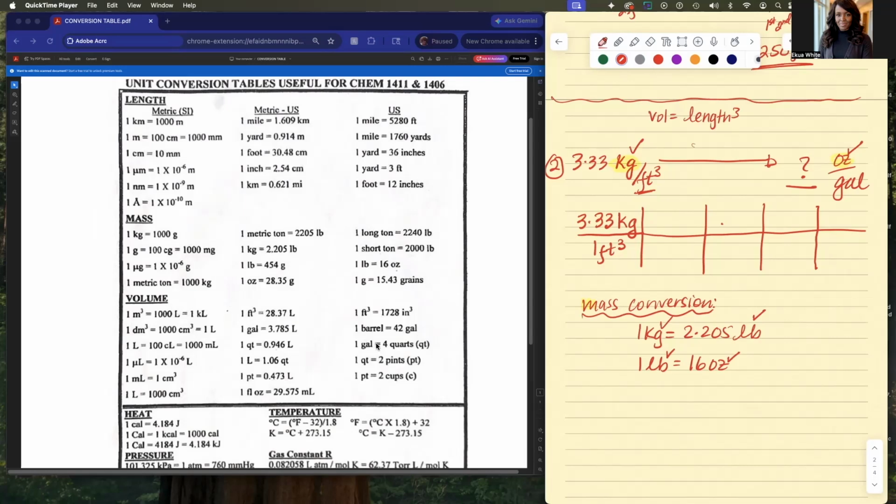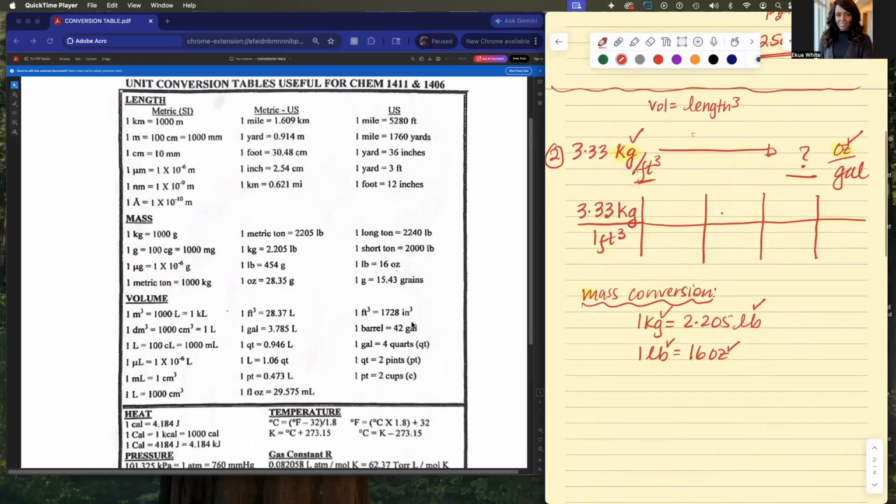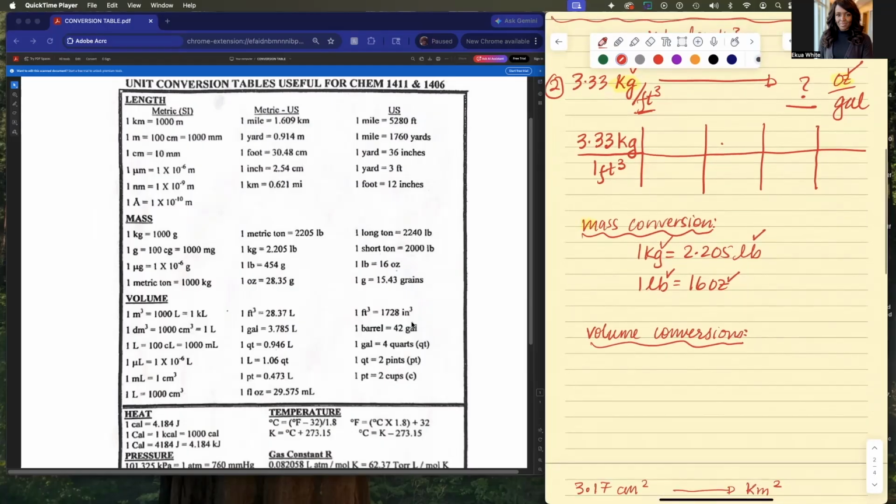And then we have gallon. Gallon is also under volume, okay? So just like with everything else, we're now going to look at our volume conversions. With our volume conversions, the question here is, can we find a conversion in the volume section that goes straight from feet cubed to gallon?